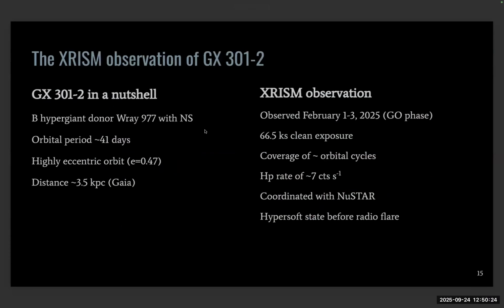So as I'm running out of time, I'll just jump ahead to the last target that I want to discuss. This is 4U 1700-37, and that's a hypergiant donor star, also with a neutron star, that has a much larger orbital period, and the orbit is highly eccentric.